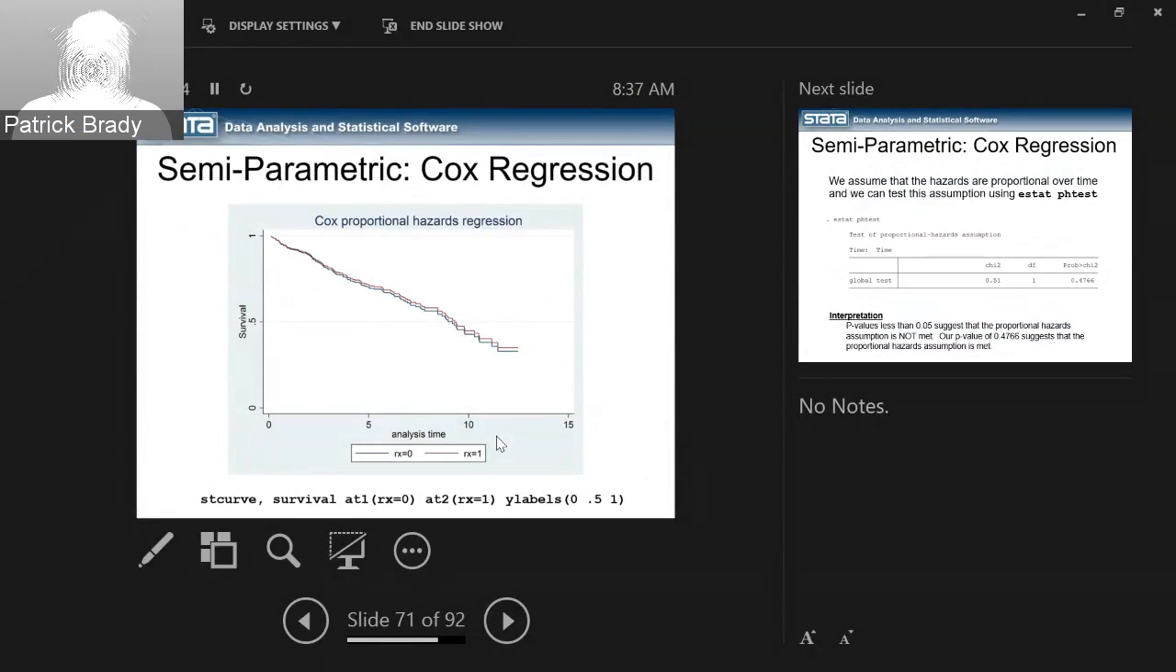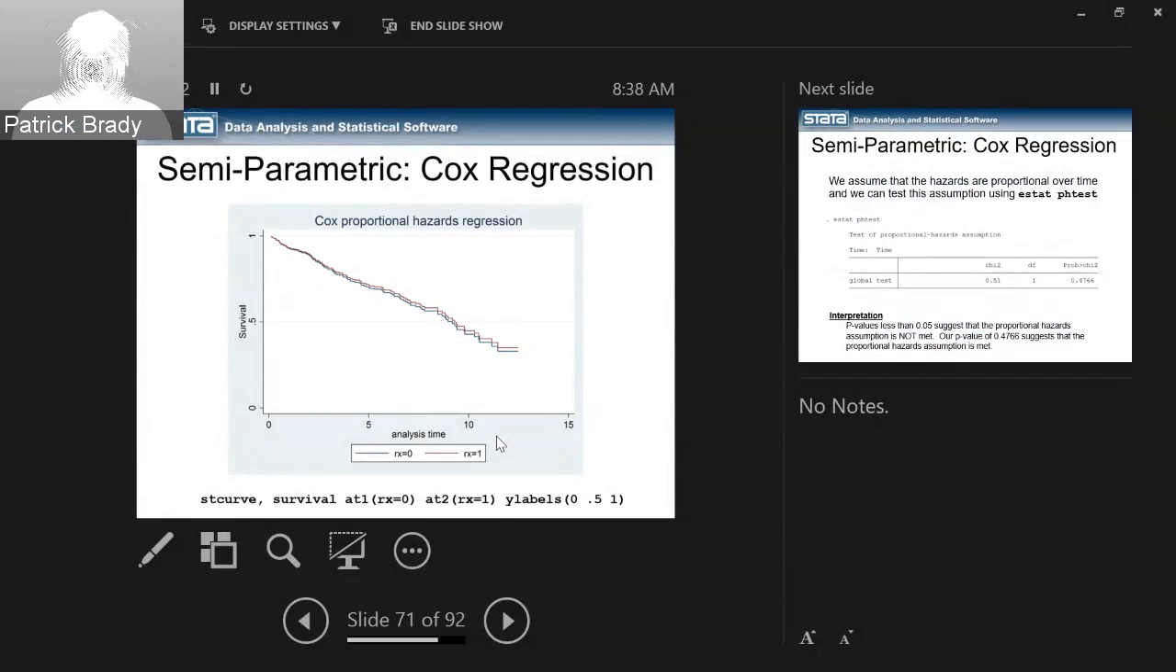So I can use the ST curve. Can you guys see the bottom of this thing? You can use the ST curve command after you fit a Cox model to see the survival experience. Now notice that first off, the lines seem a little closer together than they did when we ran the raw data by itself.